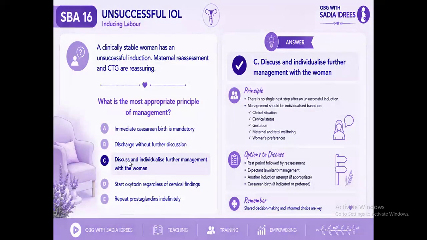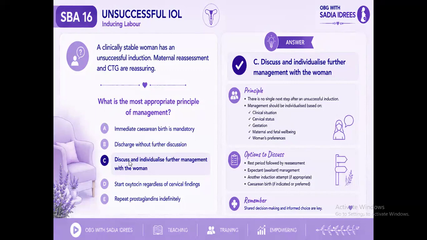Okay. Now, this is one of my favorite questions because it exposes a very common exam reflex. A clinically stable woman has an unsuccessful induction. Maternal reassessment and CTG are reassuring. What is the most appropriate principle of management? Option A, immediate cesarean birth is mandatory. Option B, discharge without further discussion. Option C, discuss and individualize further management with the woman. Option D, start oxytocin regardless of cervical findings. Option E, repeat prostaglandins indefinitely.